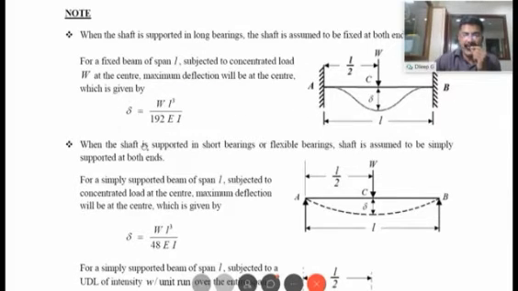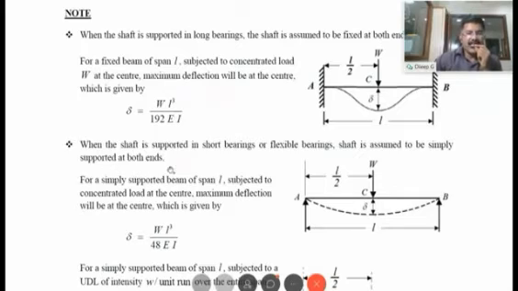The maximum deflection will be at the center, and this maximum deflection delta at the center is given by delta is equal to W L cube divided by 192 EI, where W is the concentrated load, L is the span of this beam, E is the Young's modulus of the material of the shaft or material of this beam, and I is the moment of inertia of area of cross section about the neutral axis of the beam.